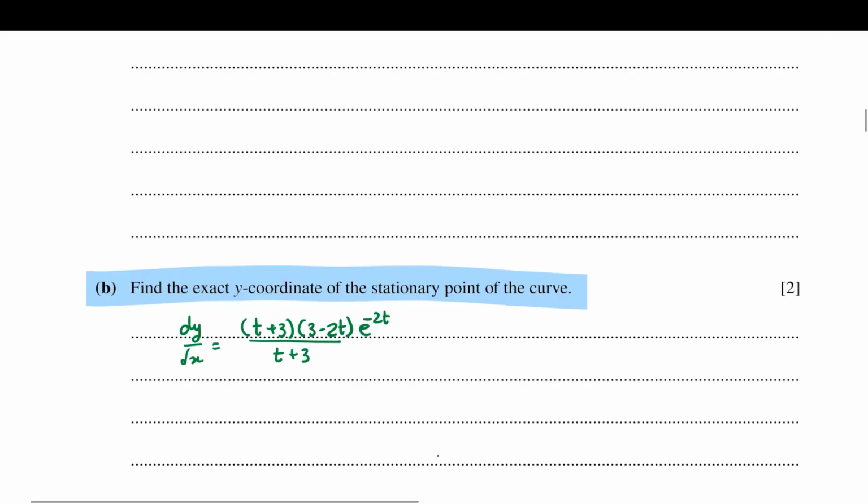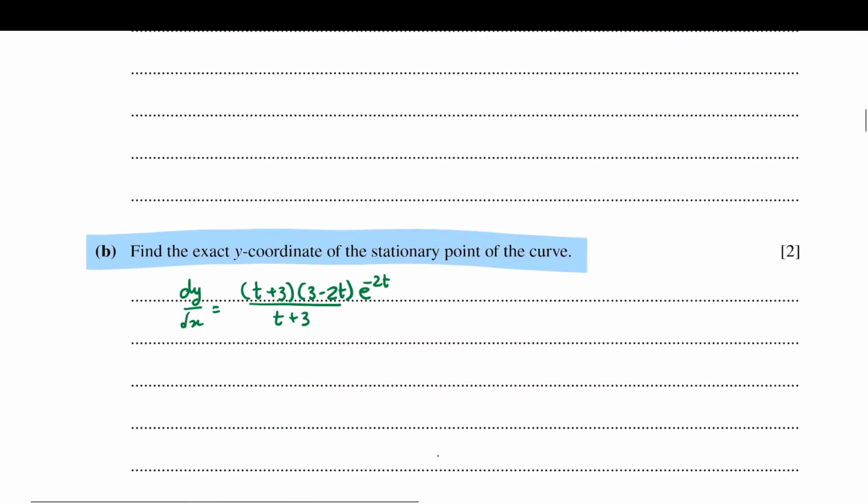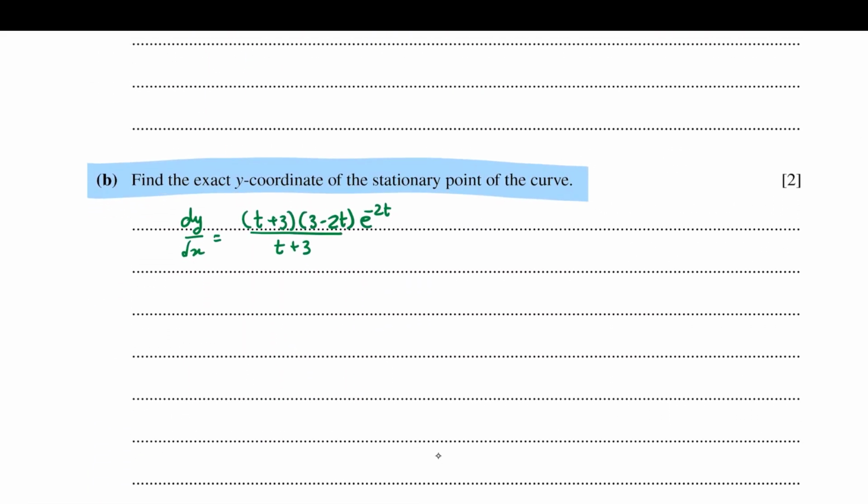Let's check it again. It is t plus 2 in the numerator, and 3 minus 2t and e to the power minus 2t. So for a stationary point it has to be 0, and we know the denominator cannot be 0, and e to the power minus 2t, this exponential decay, is not going to be 0. So ultimately we are left with t plus 2 times 3 minus 2t equals 0.